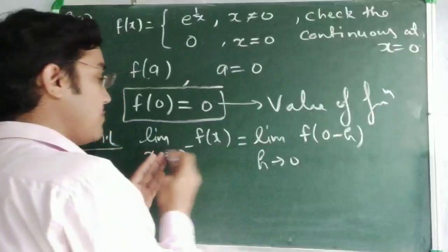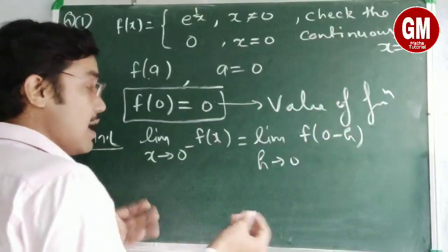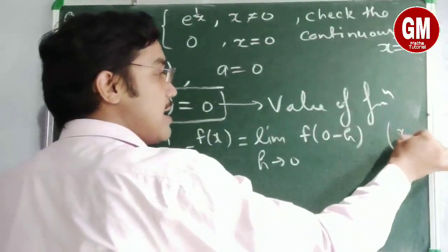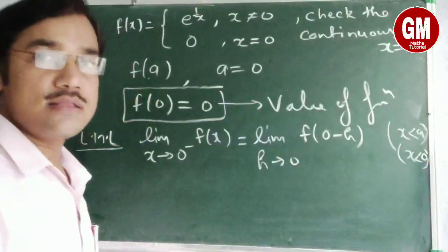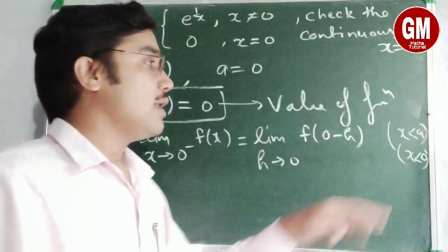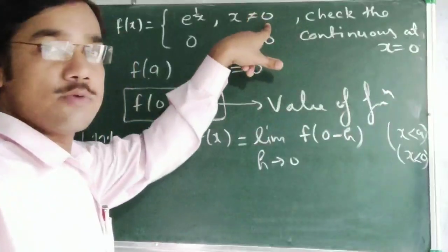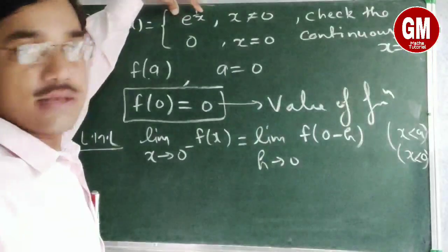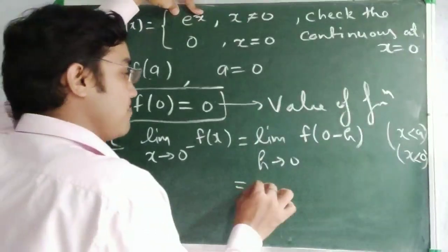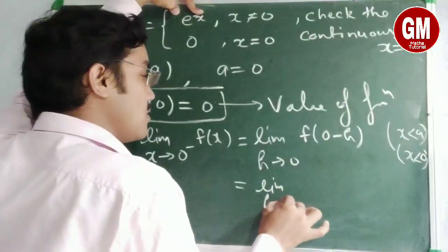And what is the meaning of this left hand limit? In the last lecture we discussed that x less than a means x is less than 0. X less than 0 means x may be less than 0, x not equal to 0, including greater than 0 and less than 0. So we are taking this type of function, e to the power 1 by x, and that is the limit x tending to 0.